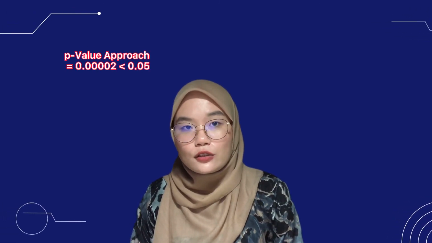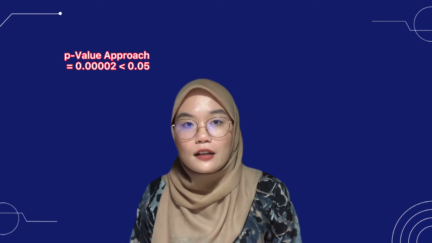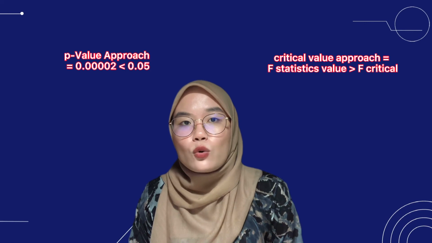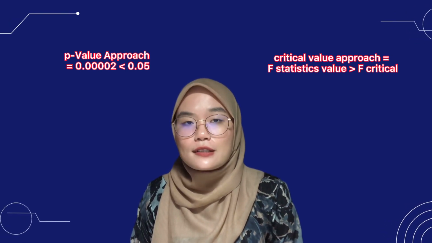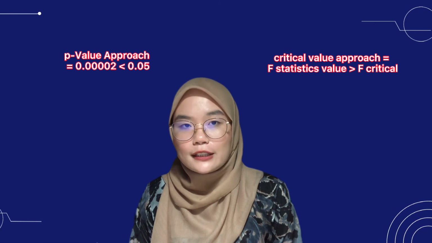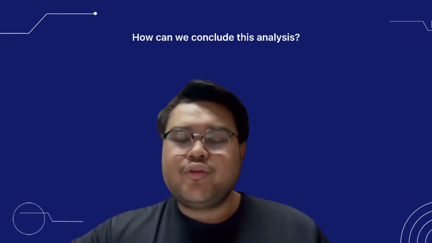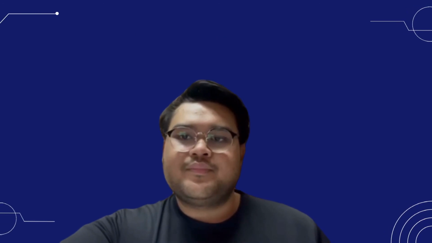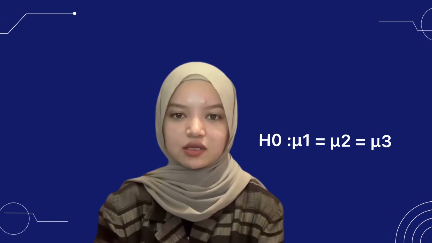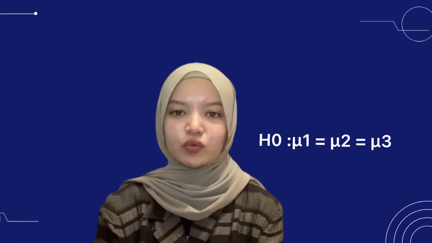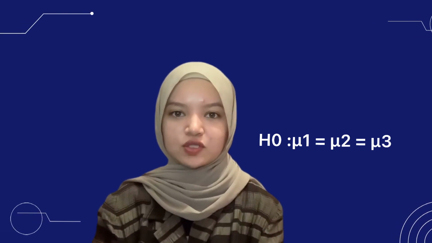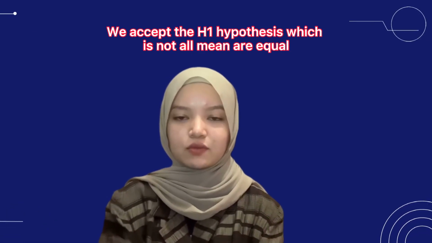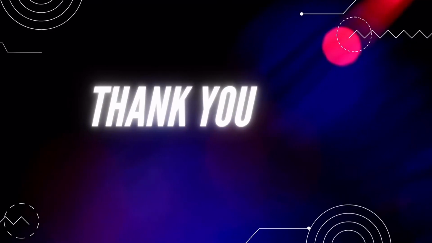For the p-value approach, the value is 0.0002, which is less than the alpha, which is 0.05. While for the critical value approach, the F statistic value is bigger than F critical. How can we conclude this analysis? Since both of the decisions reject, we don't accept the null hypothesis, which is H null: hypothesis mean 1 equals hypothesis mean 2 equals hypothesis mean 3. That means we accept the alternative hypothesis H1, which is not all means are equal.